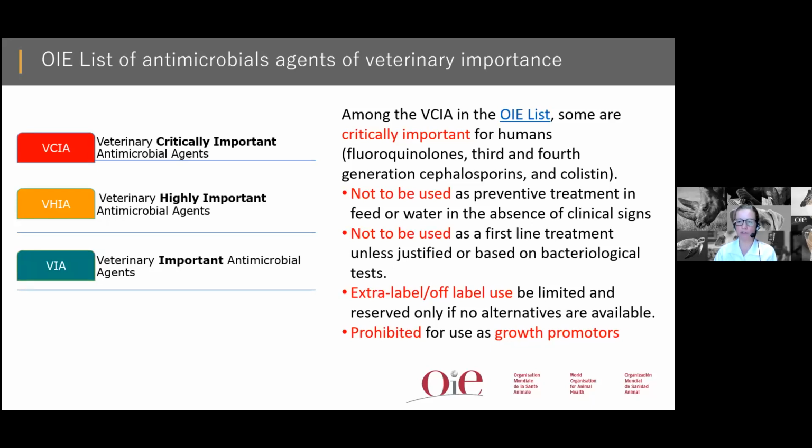But these agents on the OIE list of antimicrobials of importance should not be used as preventative treatment in feed or water in the absence of clinical signs. They should not be used as a first-line treatment unless it is justified or based on bacteriological tests. Extra-label or off-label use should be limited and reserved only if no alternatives are available. And as I mentioned, they should be prohibited for use as growth promoters. So we need to really see these agents as a very precious commodity that we should protect.